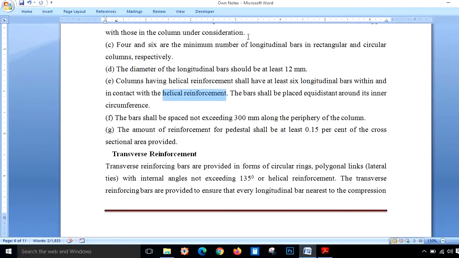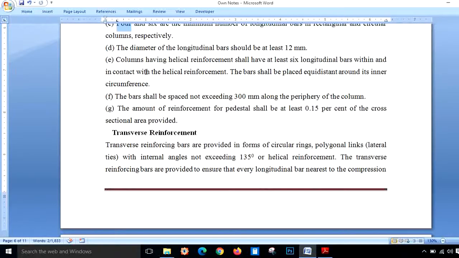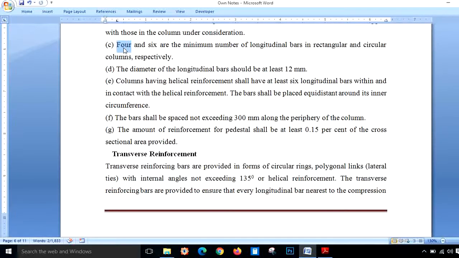If I consider a rectangular column with the minimum number of bars, I have to place all these 4 bars at the corner. I am going to tell you why we place them at the corner, but just remember that. Then the bars shall be spaced not exceeding 300 mm along the periphery of the column.